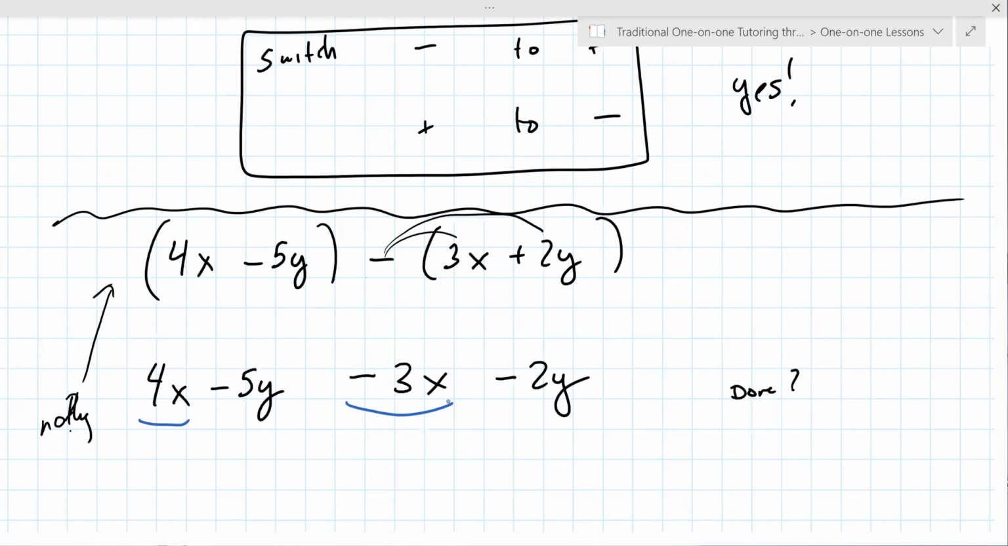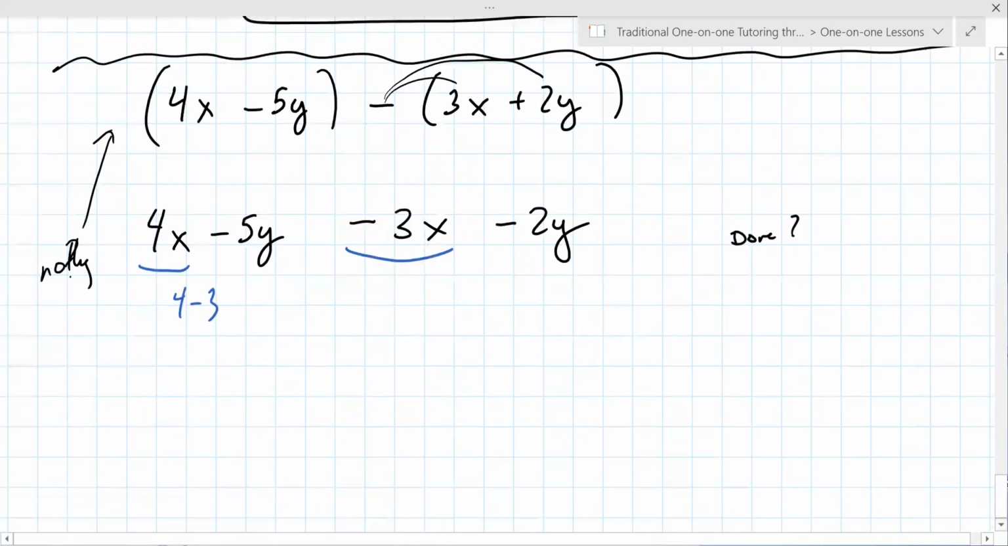Okay. What is 4x minus 3x? It's just 4 minus 3. 1. 1x. Yep. Okay. So that becomes 1x.